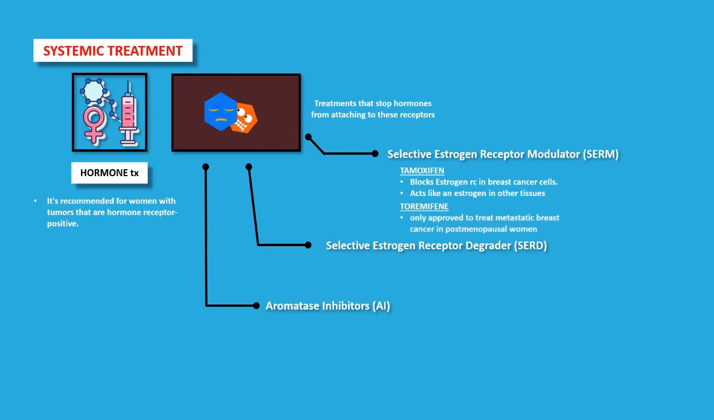Another type of drug used for breast cancer is fulvestrant. It is a drug that blocks and damages estrogen receptors. It is known as a selective estrogen receptor degrader. Fulvestrant is currently approved only for use in postmenopausal women.